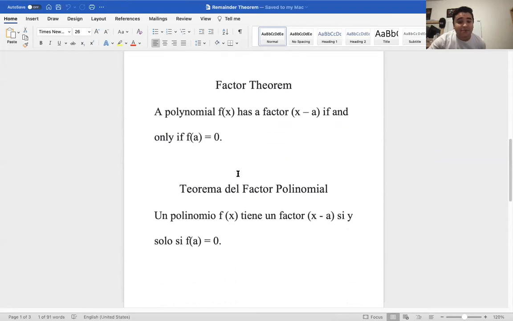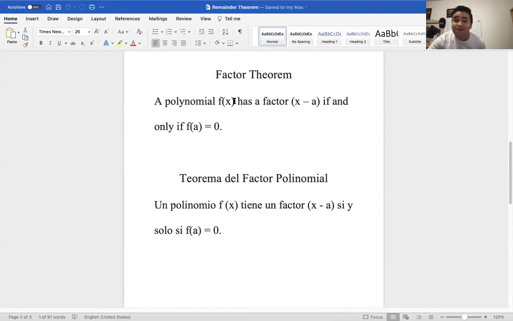So the factor theorem states that a polynomial f of x has a factor x minus a. Remember that little binomial, which is our divisor. If and only if this condition applies: f of a equals 0. So we have a biconditional statement here: if we have this, we have that, and if we have that, we have this. That's called a biconditional statement, but of course, that's something we're not going to cover right now.